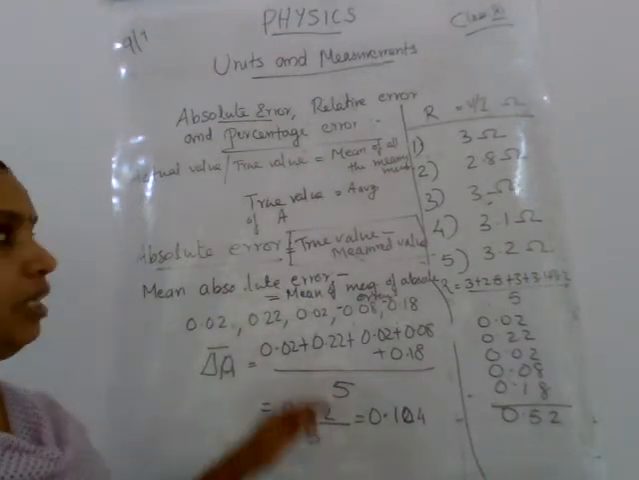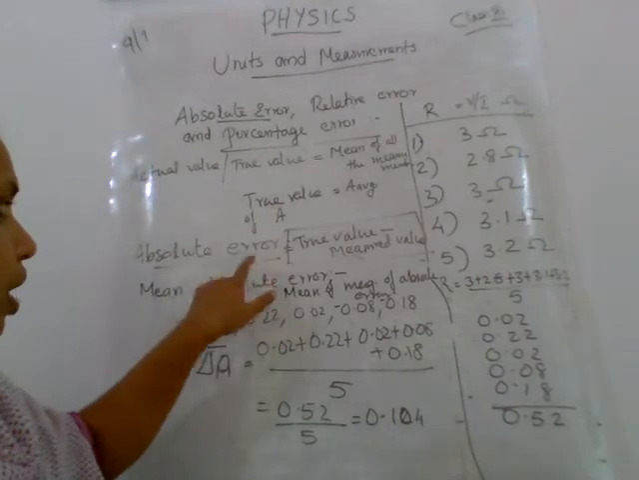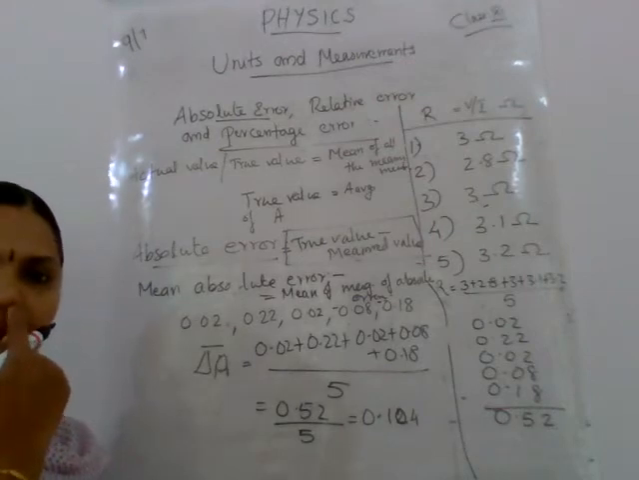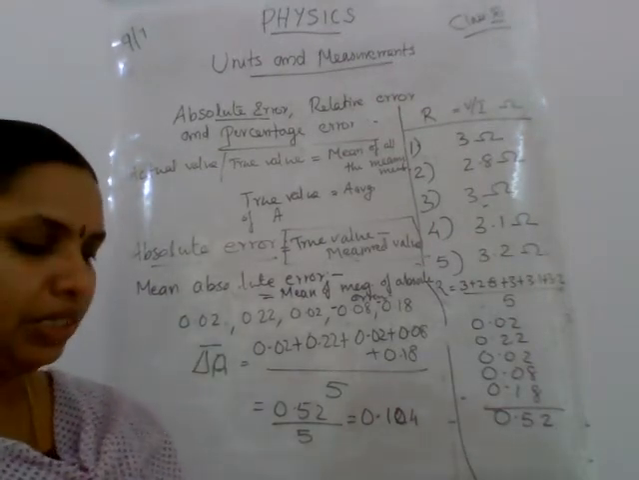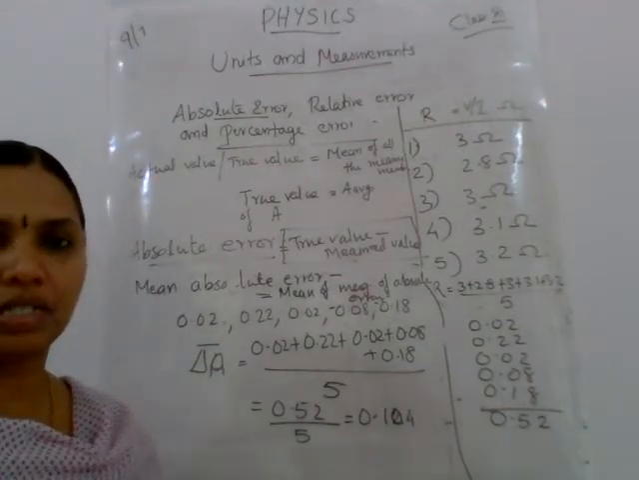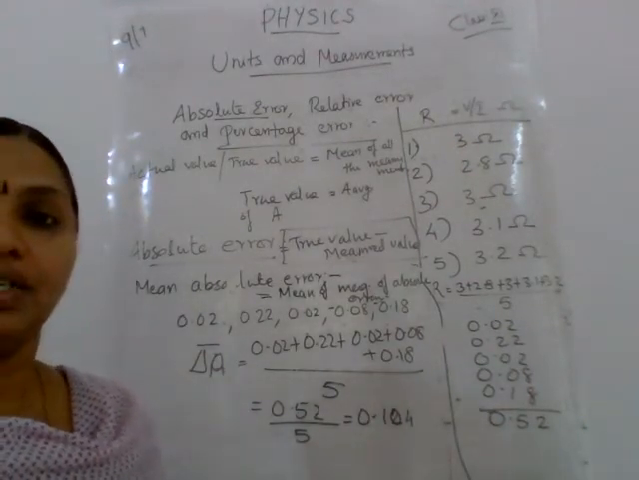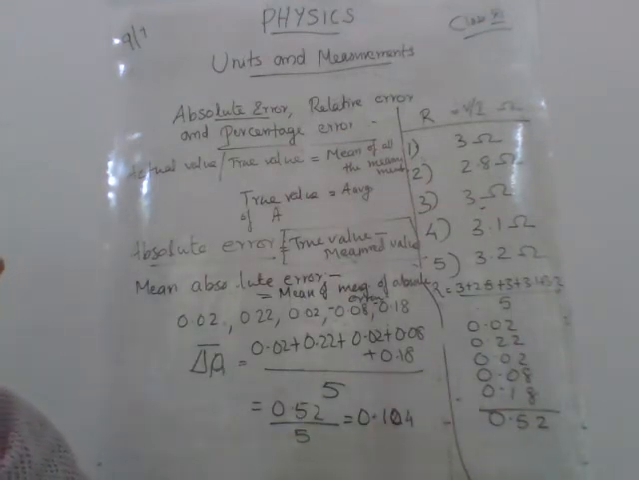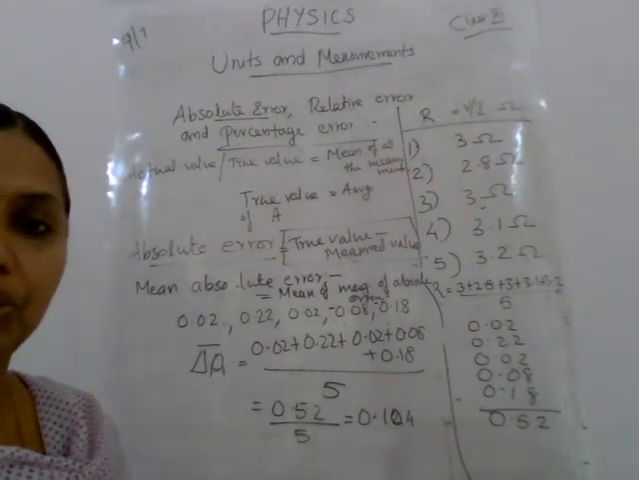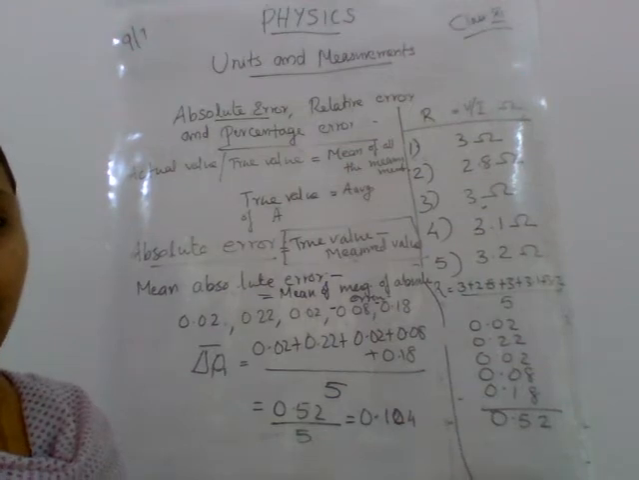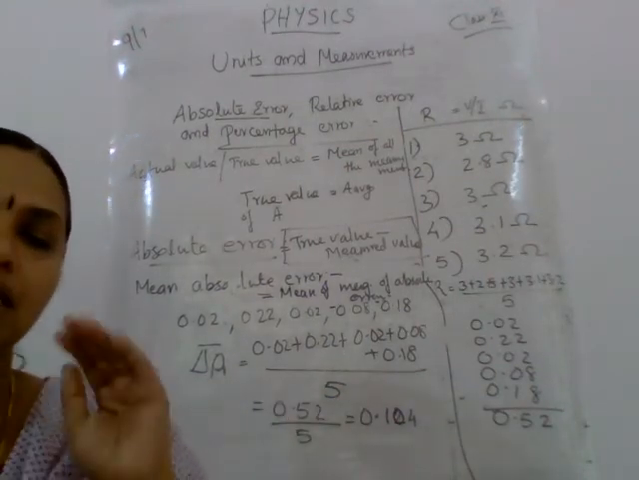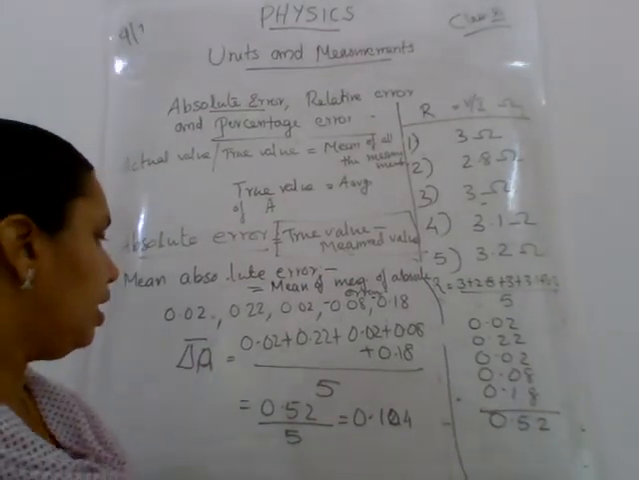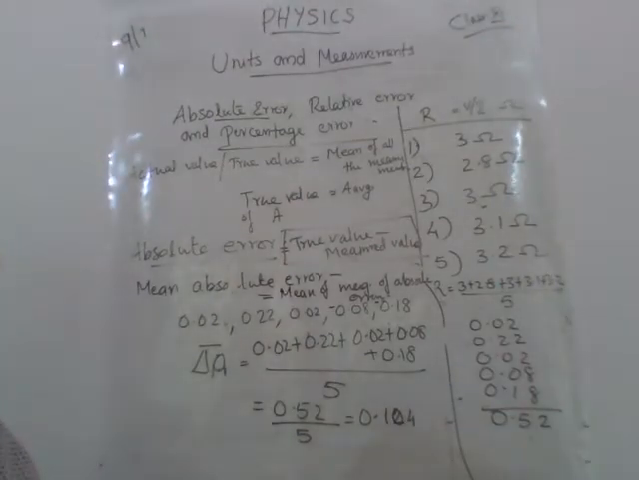Okay. So, true value or actual value we know, absolute error we know, and mean absolute error we got. True value is the mean value of all the measured values. Absolute error is true value minus measured value. And what is mean absolute error? Mean absolute error is the mean of magnitude of all absolute errors. Just go for its magnitude and its mean. That will give you mean absolute error. That is delta A bar.